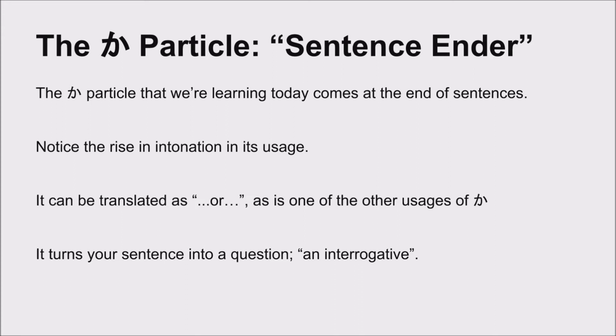Notice when we start saying a few sentences with them that there is a rise in intonation at the end of the sentence because you're asking a question. We'll go over that later. It can generally be translated as or, as is one of the other usages of ka. It's very interesting to think of the idea of asking a question as saying, I'm going to eat pizza, or something like, you're going to eat pizza, or what exactly are you going to do? And that's sort of what the ka particle does. And just to be sure, it turns your sentence into a question, aka an interrogative.